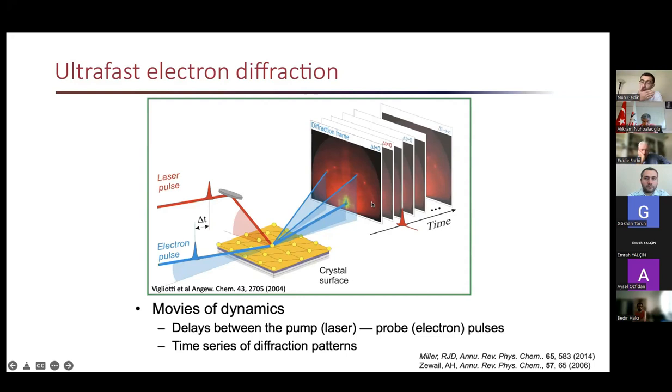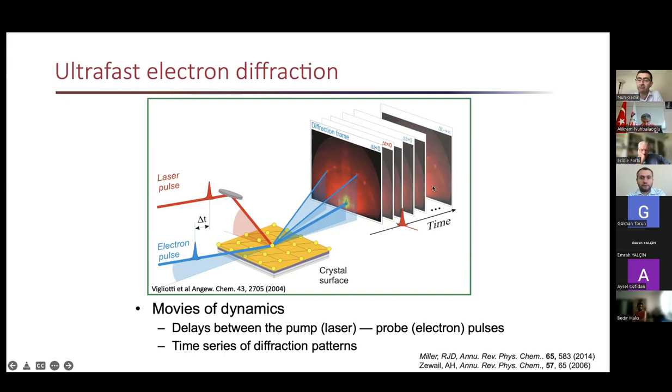Now, normally, we don't have cameras that can go into femtoseconds or picoseconds. That's just way too fast a time scale. But the good thing here is that this time scale is just controlled by how precisely you can move the mirrors, and we can do this with nanometer precision. So it's very easy to actually get femtosecond time resolution with these movies.